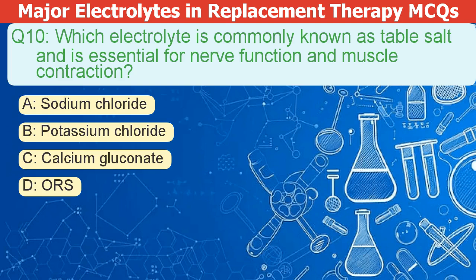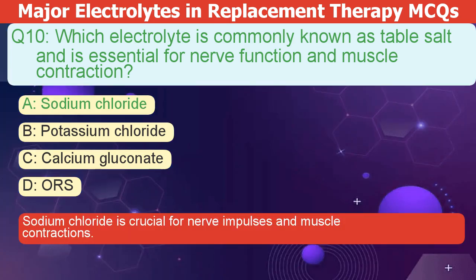Which electrolyte is commonly known as table salt and is essential for nerve function and muscle contraction? A. Sodium chloride. B. Potassium chloride. C. Calcium gluconate. D. OS. The correct answer is A. Sodium chloride is crucial for nerve impulses and muscle contractions.